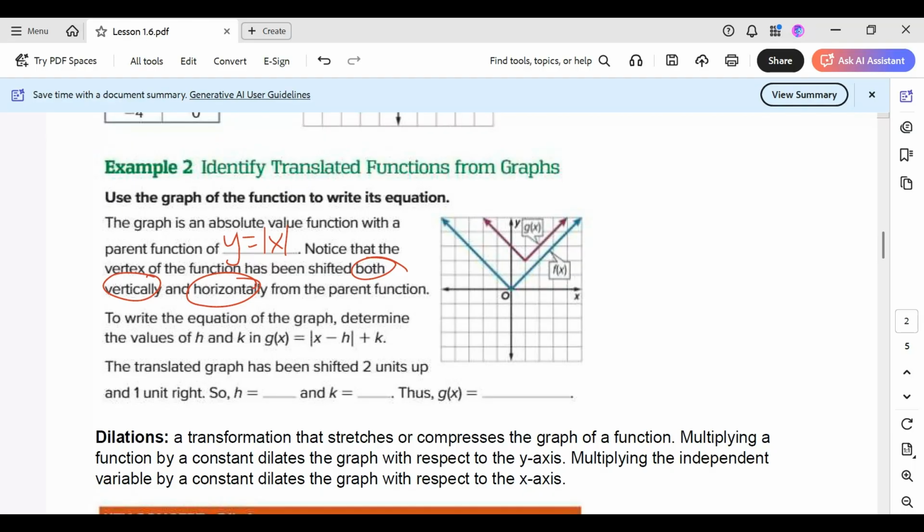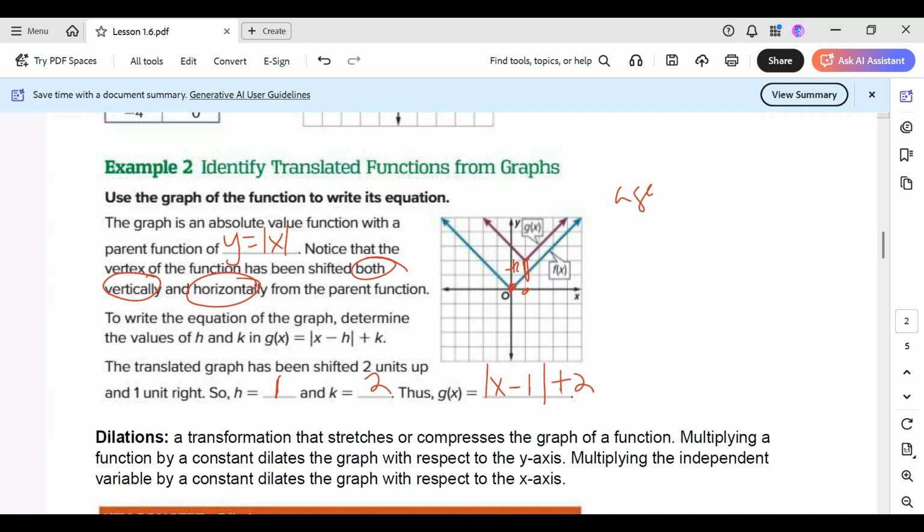Our original is here at 0, 0, and we shifted 1 to the right. There's my h. And then from our parent position, we started at 0, 0, and we went up 2 units. So when we write our g of x equation, it's now g of x equals absolute value of x minus 1, because we need to do the opposite of what we had, plus 2.